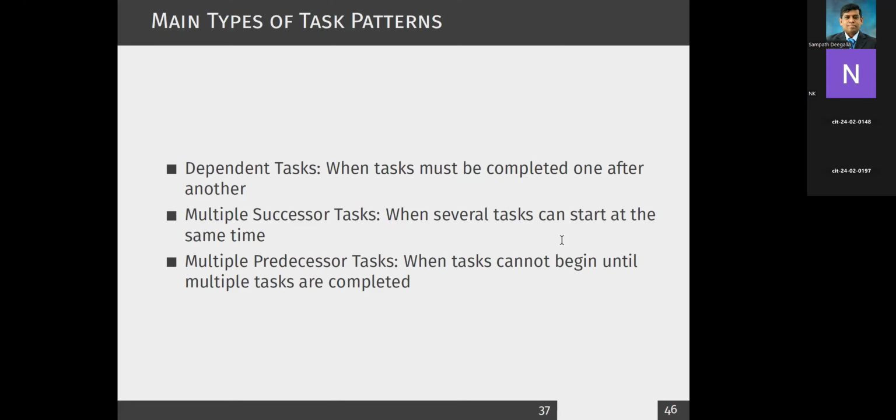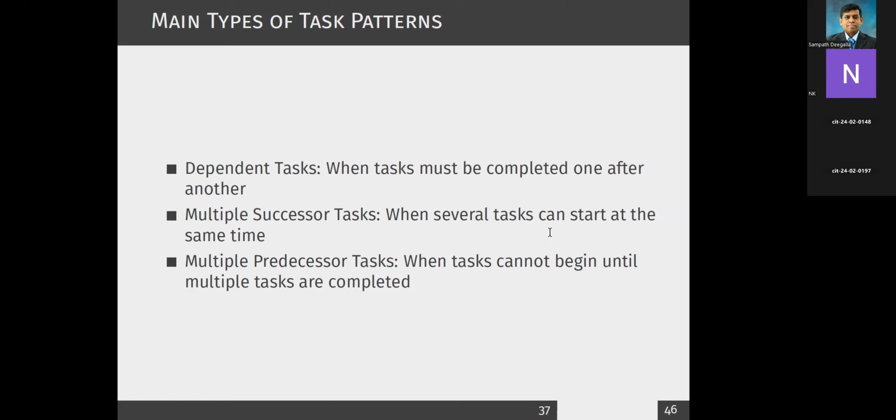Then your task patterns, we already discussed, you can have a dependent task. What do you mean by dependent task? A task must be completed after another. Then there could be multiple successor tasks. You can start several tasks at the same time. Multiple predecessor tasks: you wait until the multiple tasks are completed, right?